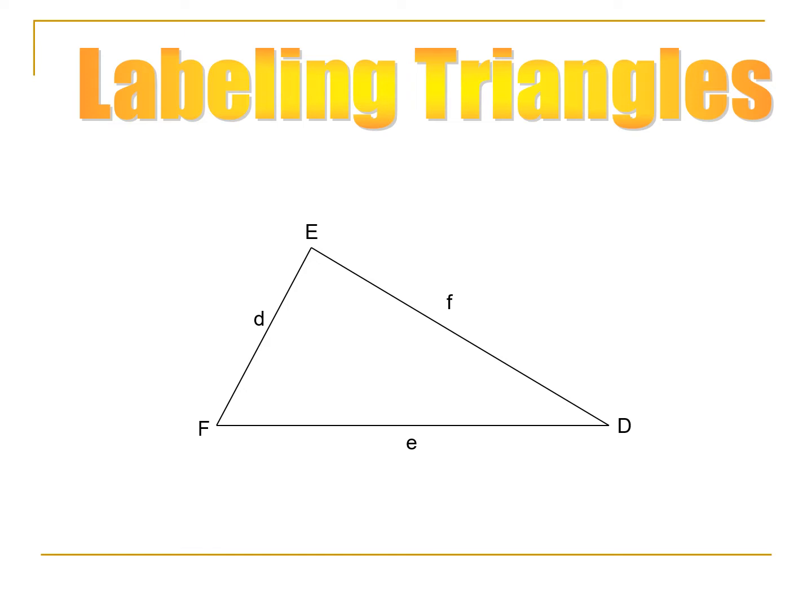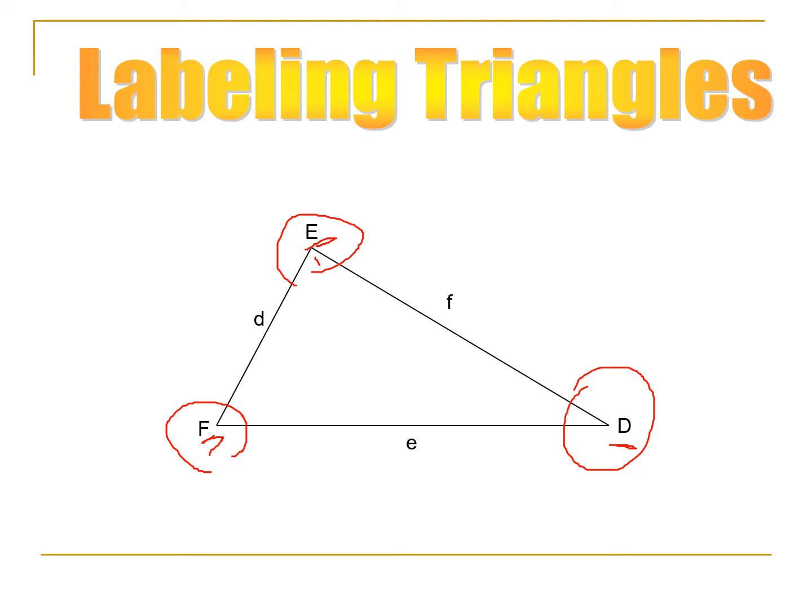When you label a triangle, you can choose any three letters you want, but you have to make sure that the angles are capitalized. So we have capital F, that stands for that angle, capital E, and capital D. Once you label the angles, then you have to label the sides to correspond with those angles.